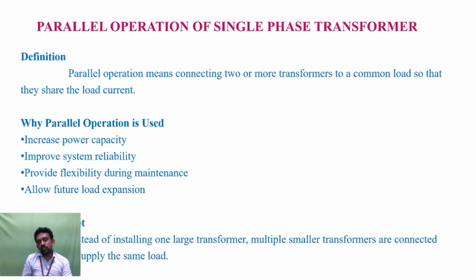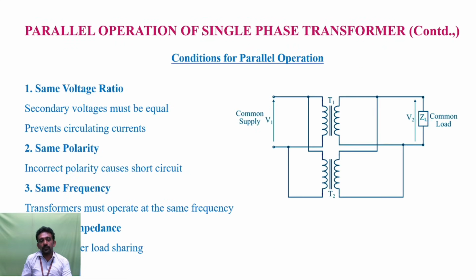The basic concept of operating two single phase transformers in parallel is, instead of installing one large transformer, depending upon the various load conditions, multiple smaller transformers are connected in parallel to deliver the same load for the same required amount of current.